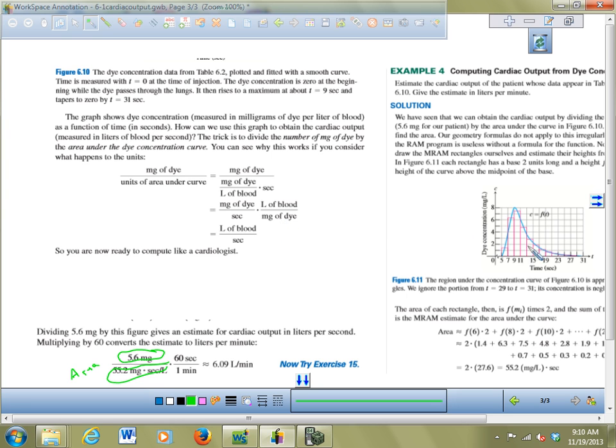So just know that you take the area under the curve and you divide that into how much dye they put into your heart, and then you have to multiply by 60 because they want liters per minute, and they give this to you in seconds. And yeah, this is how you do 15. So just follow along with the example.